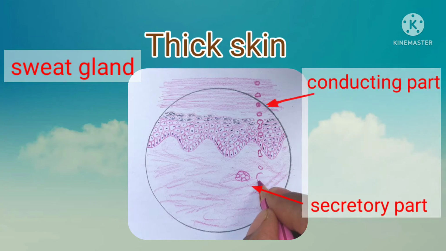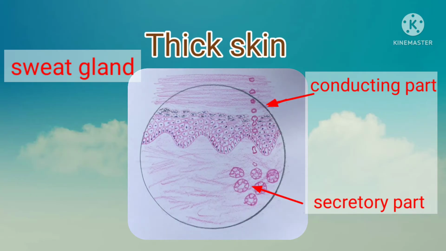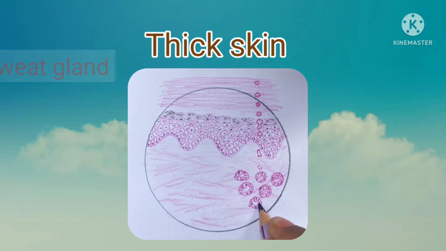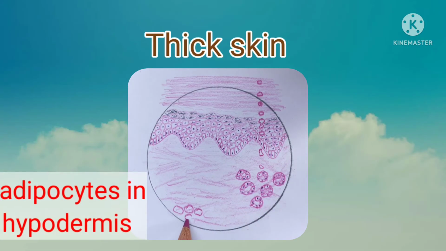You can show the irregular arrangement of bundles of collagen, and also the secretory part. The sweat glands are very abundant in the thick skin. You'll have a secretory part and a conducting part. In the secretory part, the cells are cuboidal to low columnar cells, and they secrete the fluid. Here the secretory part is highly coiled, that's why you'll get sections of it. And the conducting part transfers the secretion to the surface.